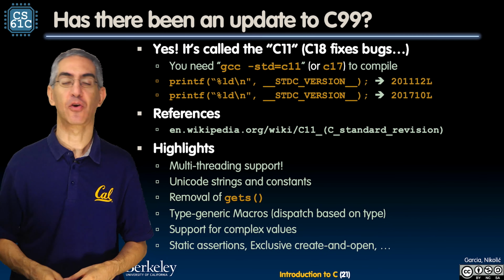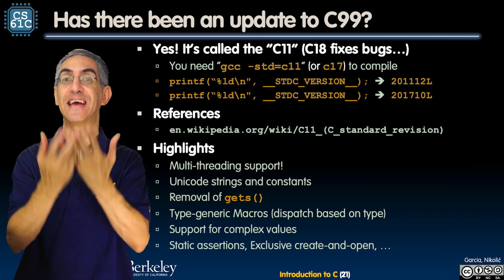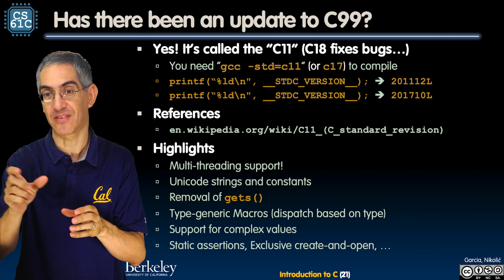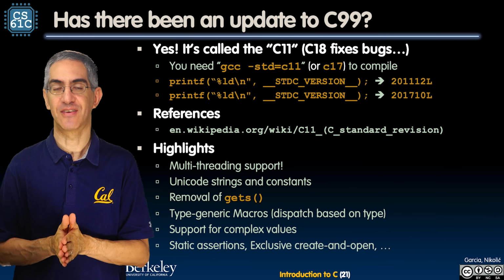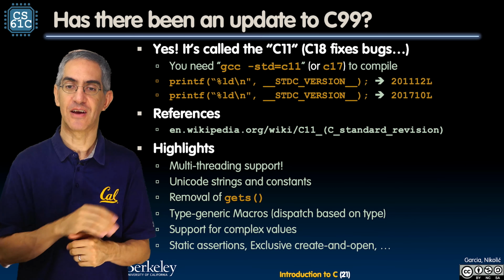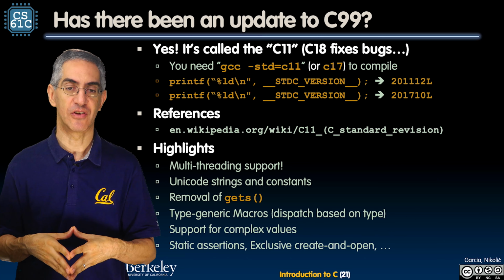Yes, there has been. It's called C11, and now actually the newest one is called C18, which actually is mostly C11 with just bug fixes. And here's the two numbers you get, 2011 and 2017 for the longs. There are references here. Now it's just one reference for all C standard revisions.